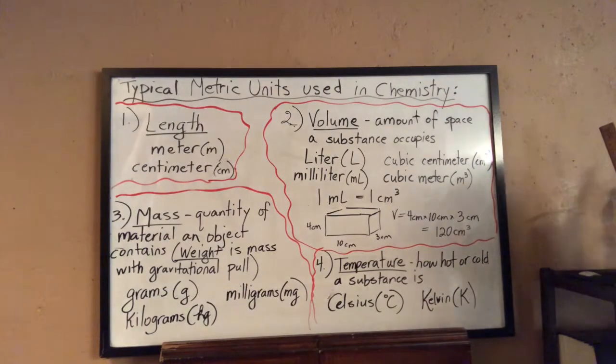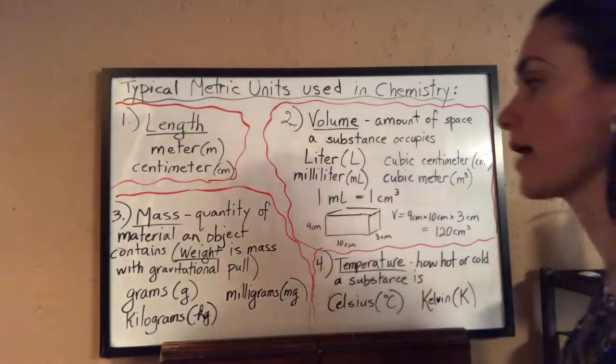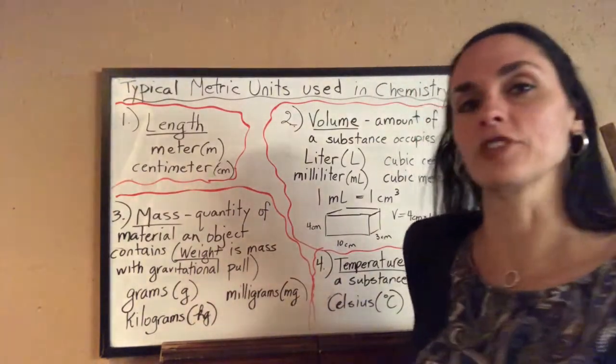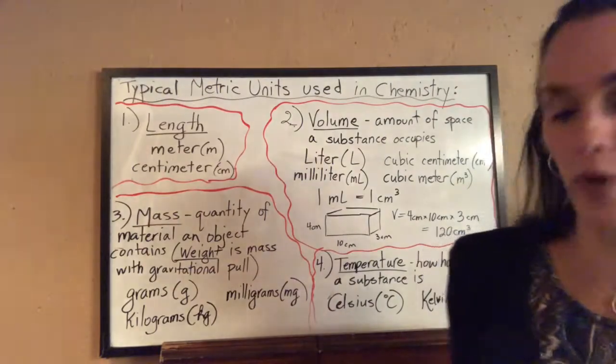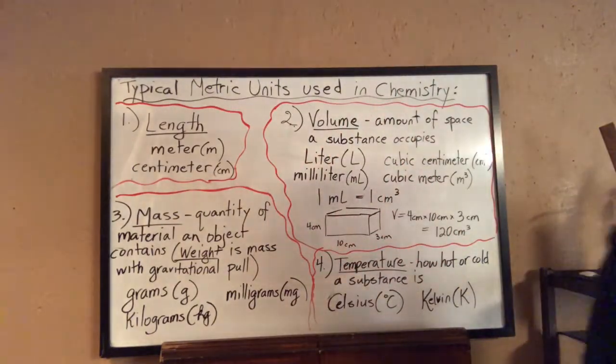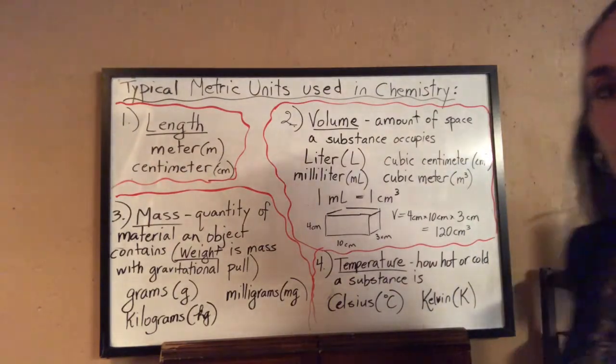Mass is defined as the quantity of material an object contains. Weight is mass with gravitational pull. Here on planet Earth, weight and mass are the same. But if you go beyond Earth's gravitational pull, you would get different measurements.